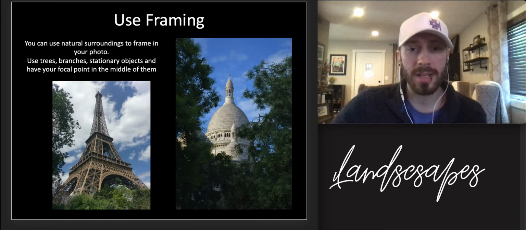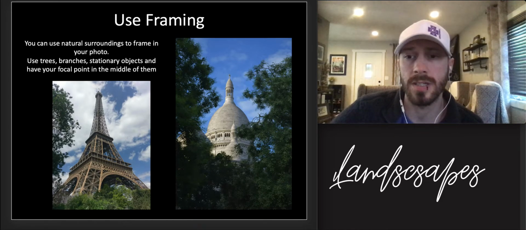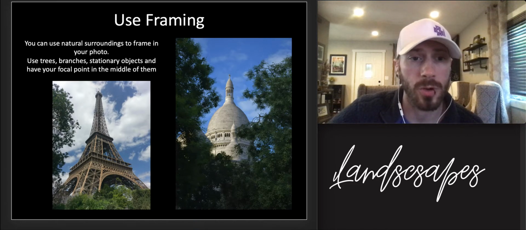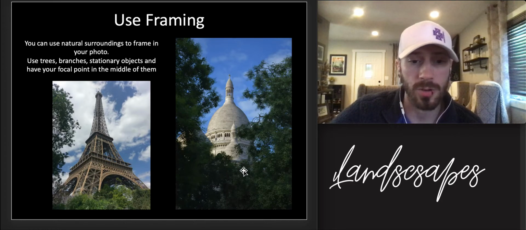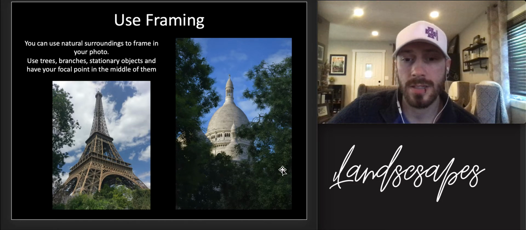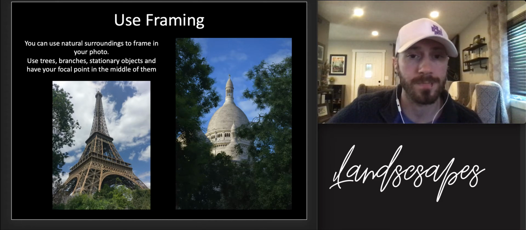Next is going to have to do with framing. And now when all the leaves are coming in, using trees, using leaves, you can have some interesting framing in your shots. That'll do, again, a natural little frame for you. So I'm showing here, you can use trees, branches, stationary objects, and then have your focal point in the middle. So this is the Eiffel Tower on the left, using the clouds and the trees on the sides to frame in the shot in the middle. And this is Sacré-Cœur, that is close to the Eiffel Tower in Paris, France. Same thing here, having the trees go around it while that can be in the middle, still framing out your image. So having the natural frames with your landscapes can be an interesting thing to do too.